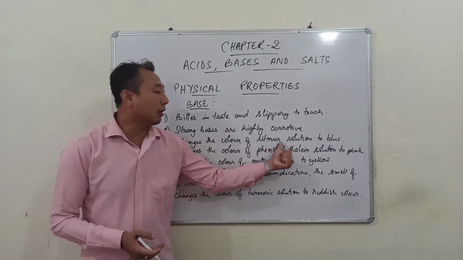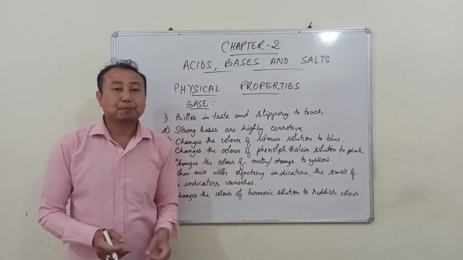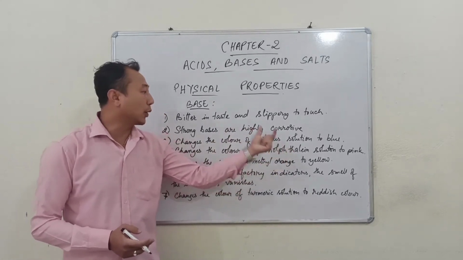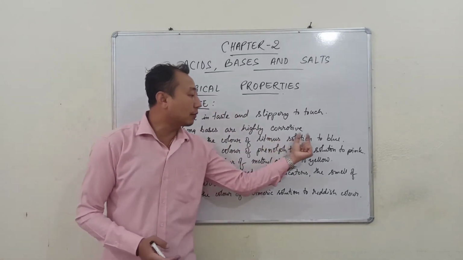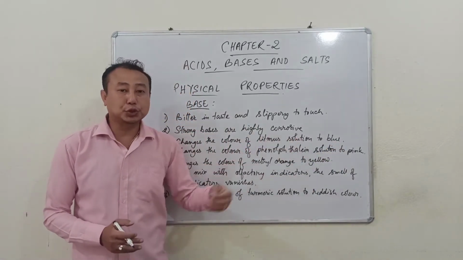It changes the color of litmus solution to blue. As discussed before, the litmus solution is a purple color solution. When this purple solution is mixed with a base, the color of the solution changes to blue. So this is about the litmus solution.